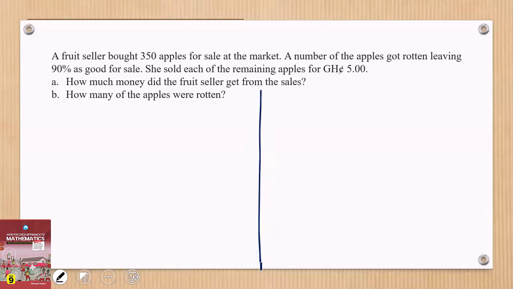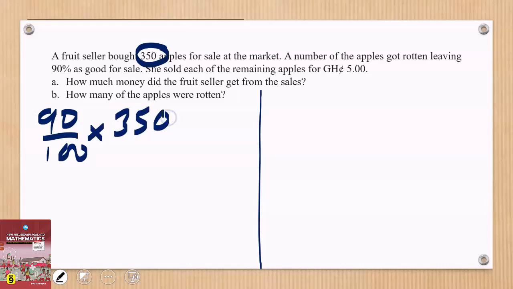Good. So what we need to know is that the total number of apples purchased is 350. How many of them were good? It said 90%. So 90% of the 350 were good, and I'm sure you know how to do the calculations in terms of percentage. We did this in year 1 and year 2. A simple calculation here: this 0 will cancel this, and this will cancel that. We have 9 times 35, and that will give us 315. That means 315 of these apples were good.